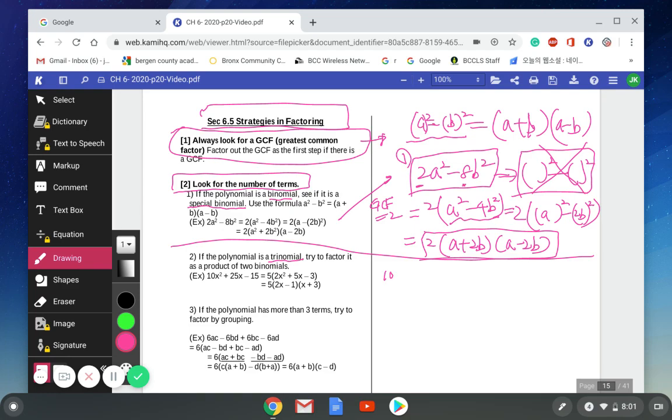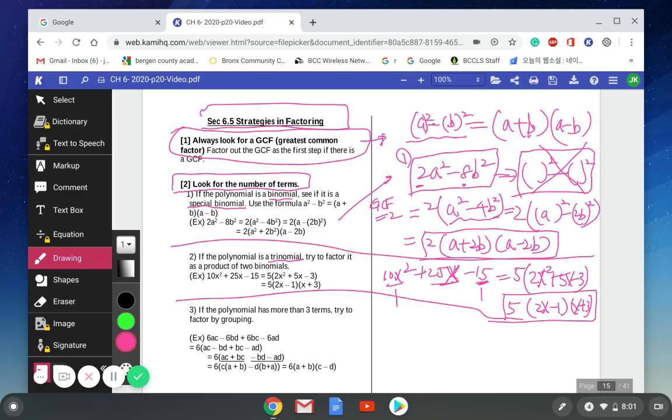When you have 10x squared plus 25x minus 15, you don't try to factor it. Rather, take a GCF out. In this case, it is 5. You have 2x squared plus 5x minus 3. Then you can factor this one as 2x minus 1 with x plus 3. So again, factoring by GCF first is always the most important thing, if there is any.